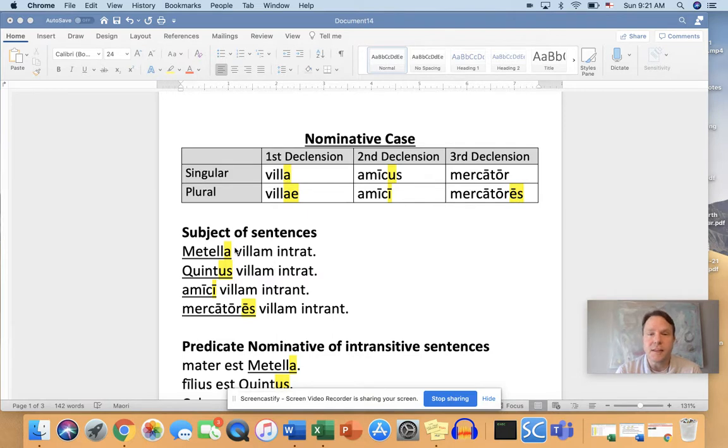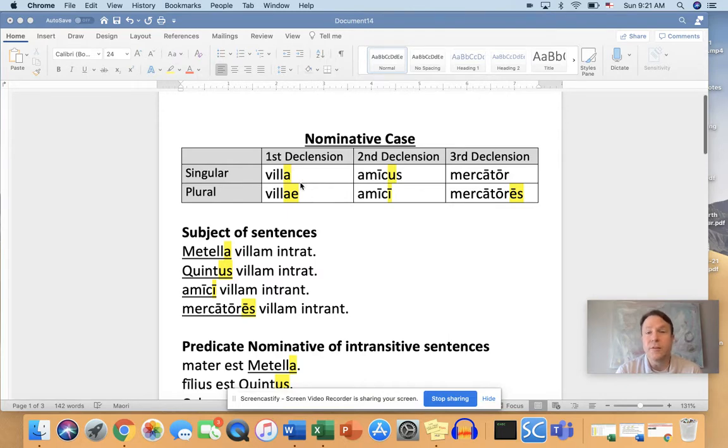So you see some examples here, and the nominative is just the subject of a sentence. So Metella villam intrat. So Metella enters the house, Quintus enters the house. Amici enter the house. Mercatores enter the house. So we have our nominative singular and plural endings here.